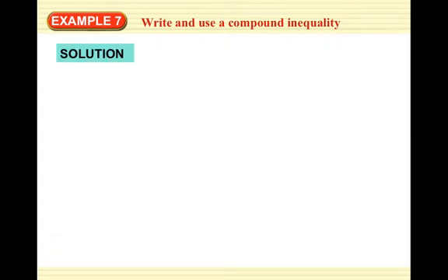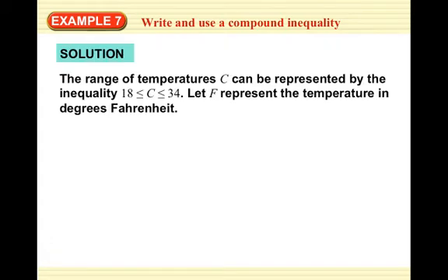Okay. So the range of temperatures C in Celsius can be represented by the inequality 18 is less than or equal to C and less than or equal to 34. So remember, when you write it like that, where there's three little bits, that's a compound inequality. So we've answered the first part of the question.